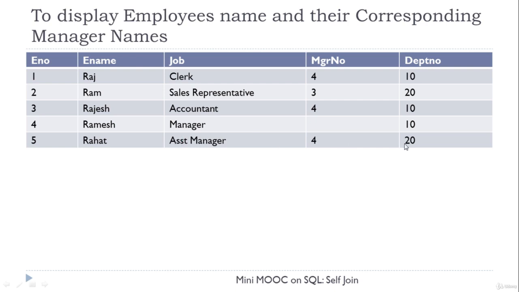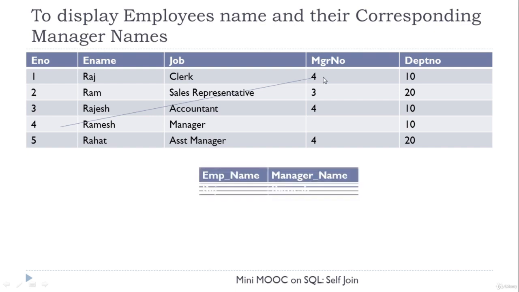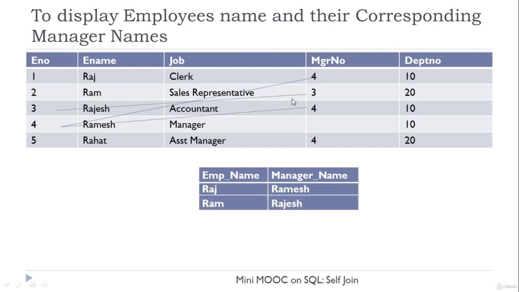And we are interested in the retrieval of employee name and their corresponding manager name. Here employee number 1 having name Raj has manager number 4 and his manager name is Ramesh. So the desired output pair is Raj and Ramesh. Employee number 2, whose name is Ram, has manager number 3 and his name is Rajesh. Thus the desired output pair is Ram and Rajesh.